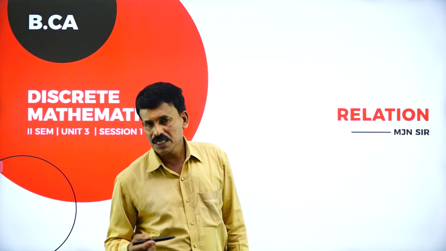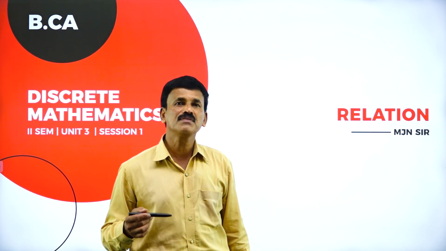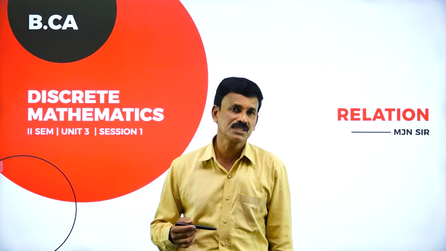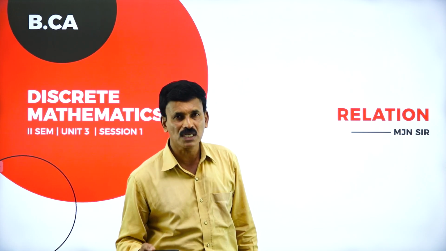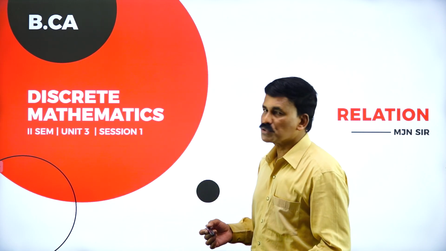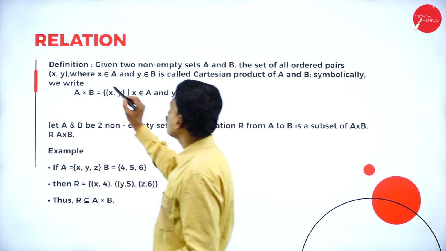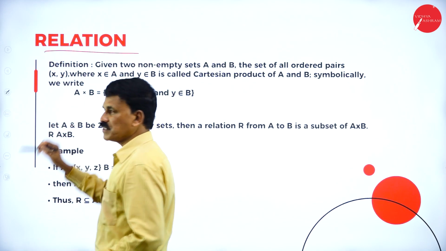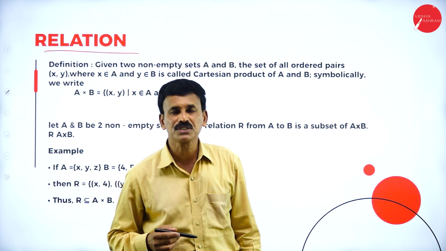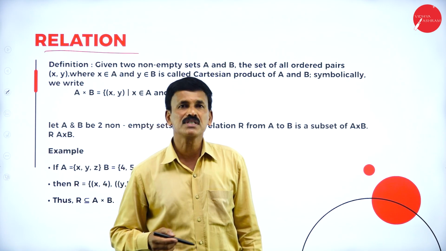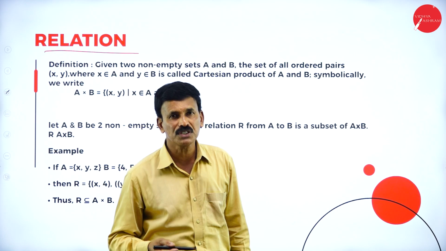In relations we are going to study different types of relations and the problems based on those different types of relations. That's it. Now let us come to the first relation. Before going to the exact definition of a relation, let us know about the Cartesian product. In my previous classes we have discussed the Cartesian product of two sets.